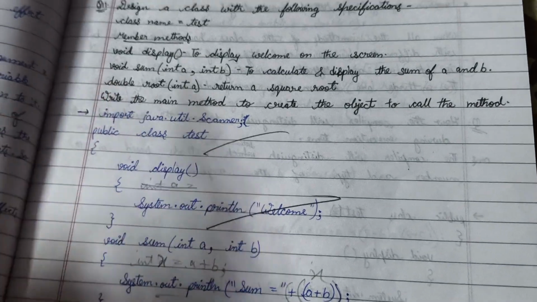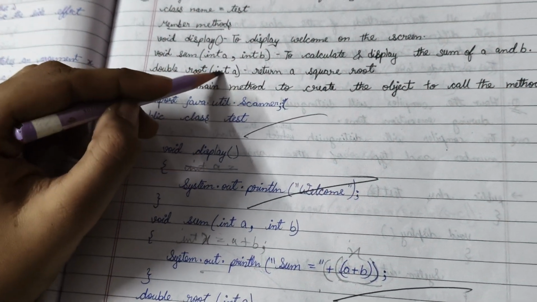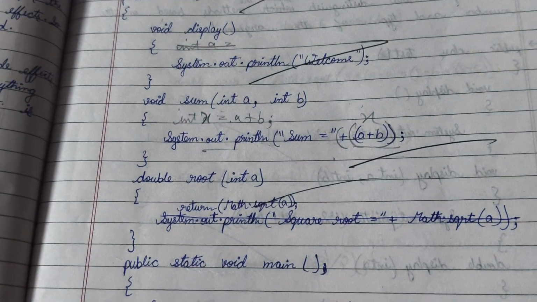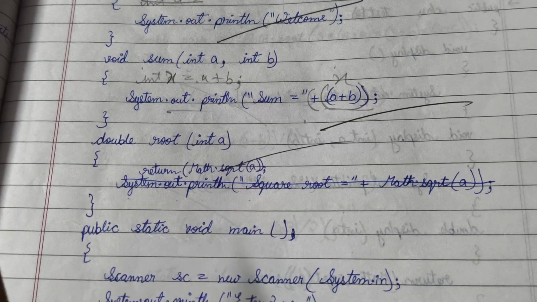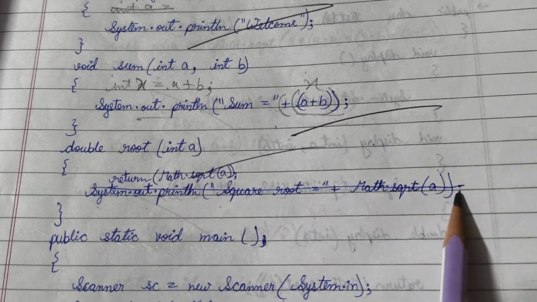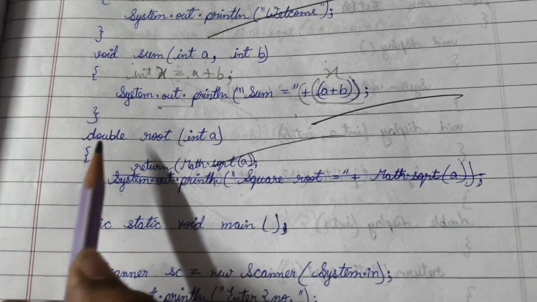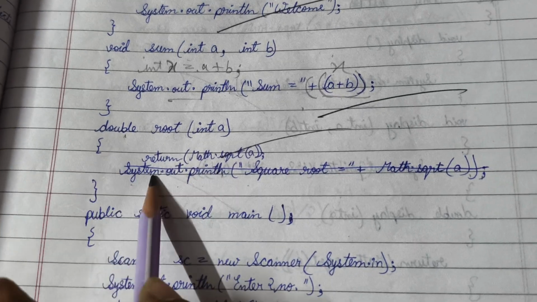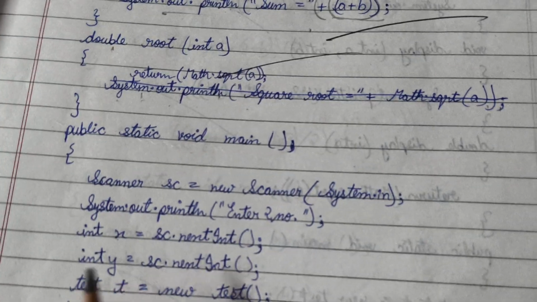Now the last one is double root(int a), so it is of the third method type. Here it is double, so the answer which will come will be in double, and we have to take the parameter value in int. Now here we will not use system.out.println. Most students directly use this, that's why I have written the statement here, so that you may not make this mistake. Wherever there is a user defined third type, never write system.out.println directly in the method; use that directly in the main method.